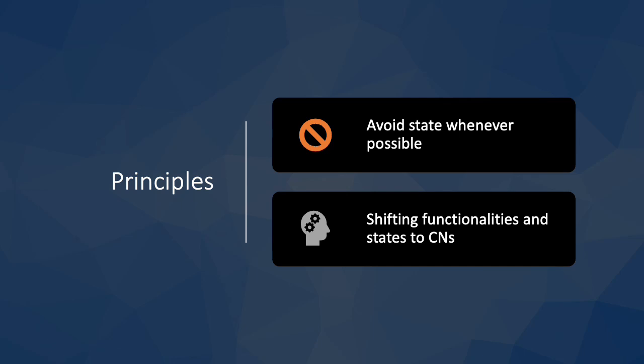The other one is shifting functionalities and states to CN. In the hardware resources, the scale is at the MNs, while CNs have sufficient memory and processing power. Since it is faster to develop functionalities in software, there is a solution to shift states and functionalities from MNs to CN.